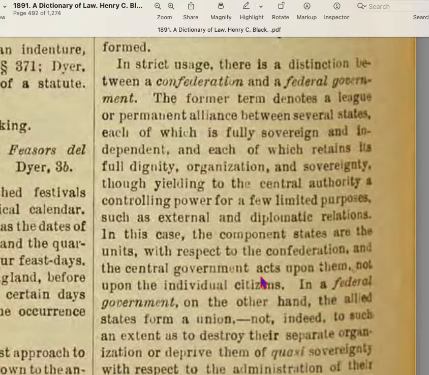And the central government acts upon them, not upon the individual citizens, which in many of my videos, to help people distinguish between this citizen and that citizen, a state citizen and a federal citizen, I usually use meaning the people who created the governments of the independent, free, and sovereign states. I call them settlers and inhabitants. This helps people understand that I'm talking about people not in government, who don't live on federal lands, who live within the independent state and under the independent state government.